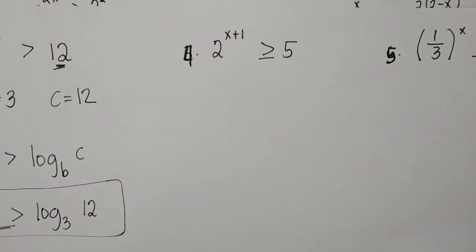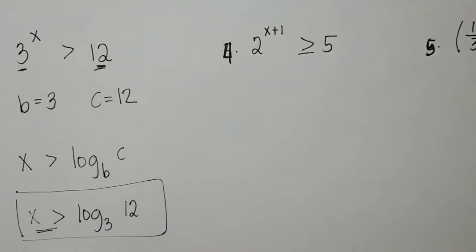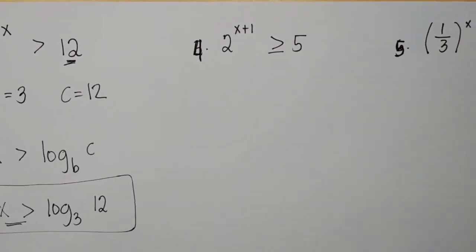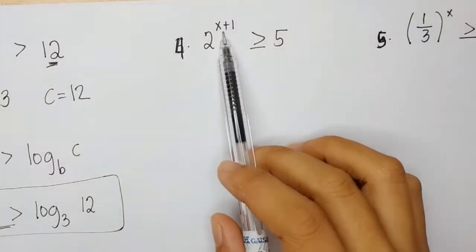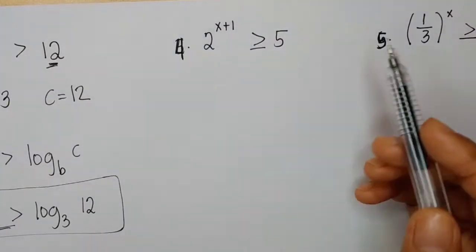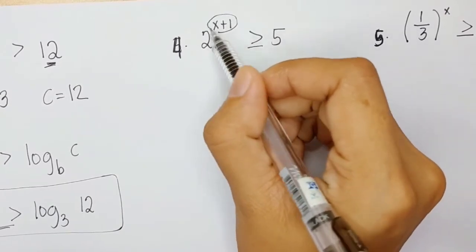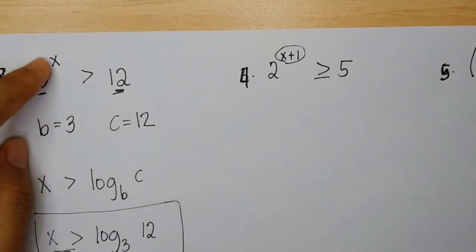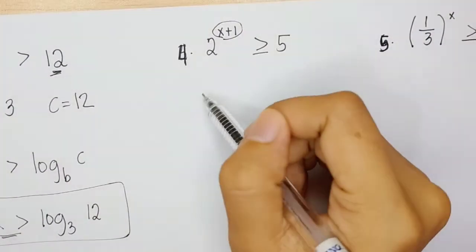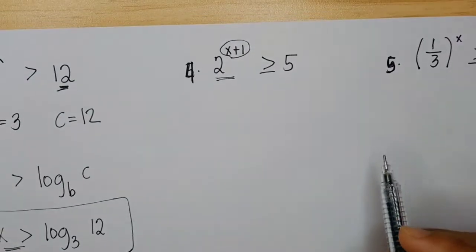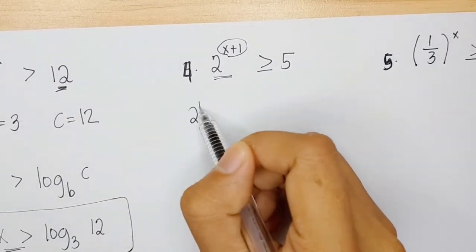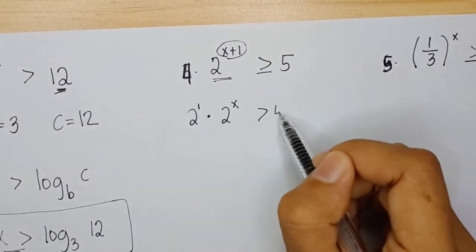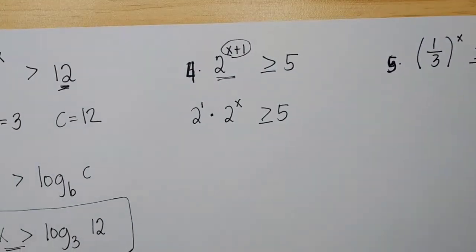Number 4 tayo. We have here example number 4. That is 2 to the power of x plus 1 is greater than or equal to 5. Take note that, diba, x plus 1 tayo. So, dapat x lang yung exponent. So, ano yung kailangan natin gawin? That is equal to 2 to the power of 1 times 2 to the power of x greater than or equal to 5.